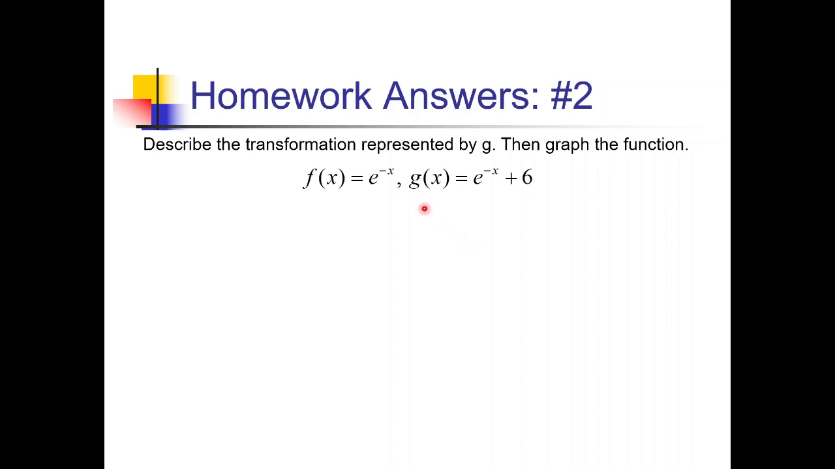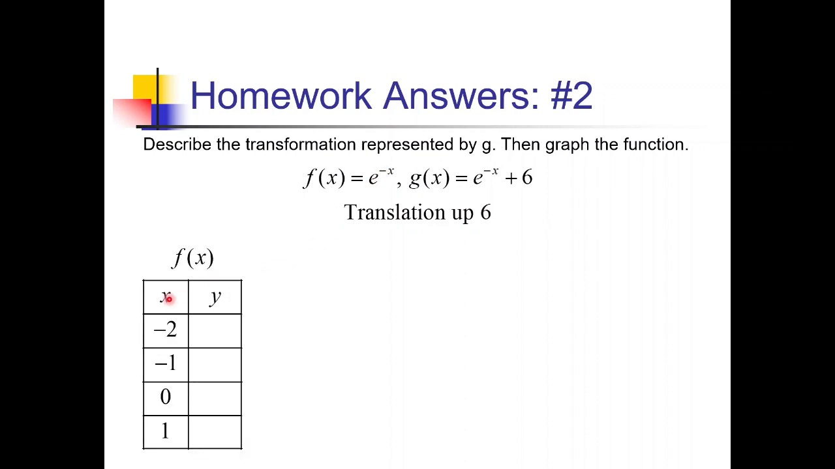For this problem, the transformation that's happening here, the parent function is e to the -x. So the transformation, we're just adding 6 outside the original function. So that's going to be a translation of up 6. So let's do the parent table for e to the -x. We're going from -2 to 1 because this is exponential decay. This is really 1 over e to the positive x.